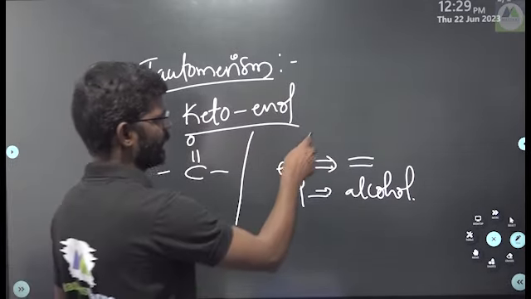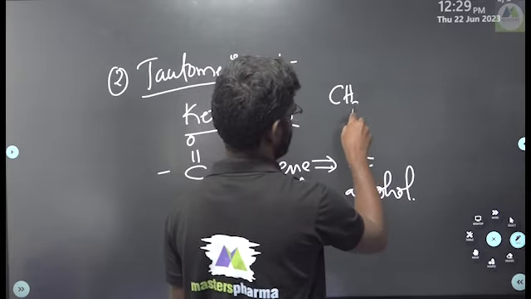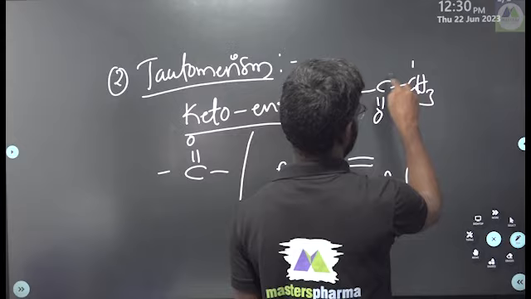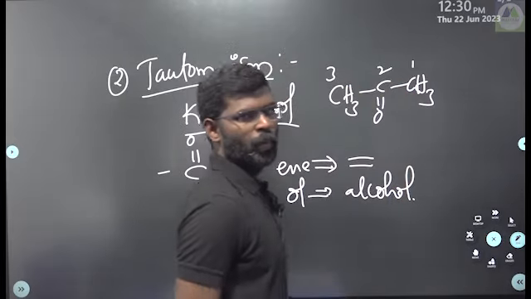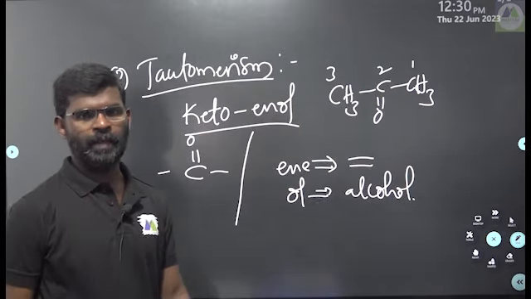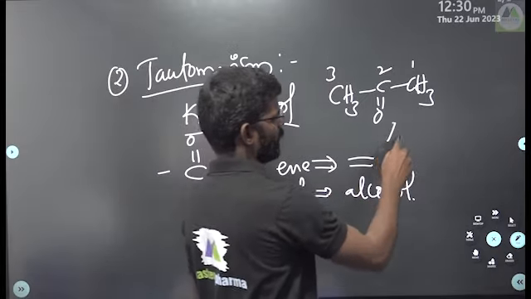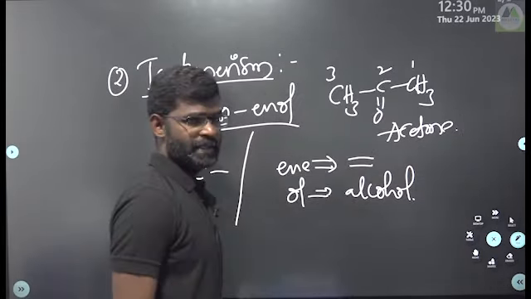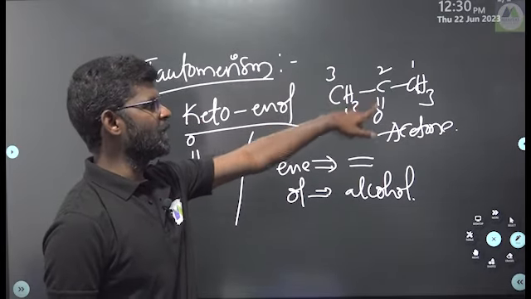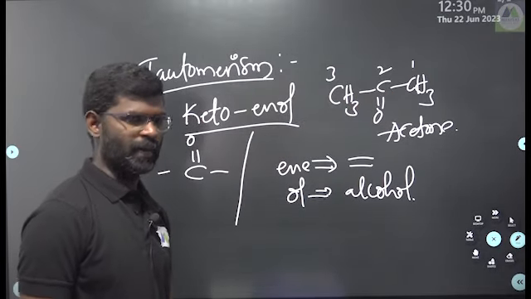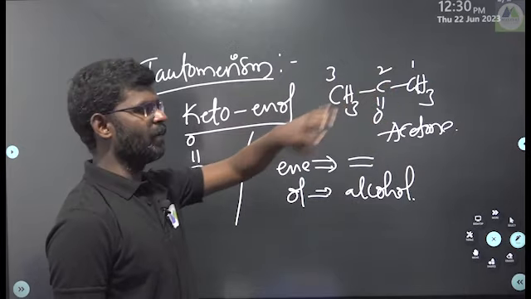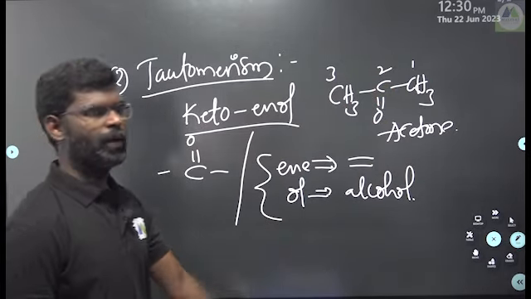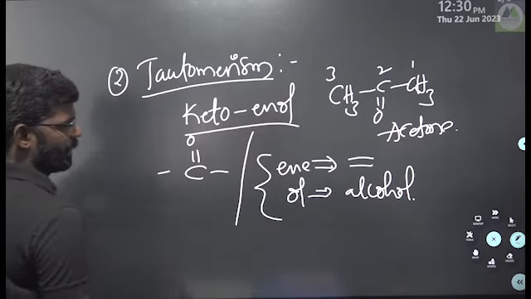For example, take CH3, C double bond O, CH3. Give the numbering 1, 2, 3: 2-propanone, whose trivial name is acetone. This is a ketone because C double bond O is present. This ketone is converted to enol. What is the meaning of enol here? Double bond and OH. How is it converted? See.